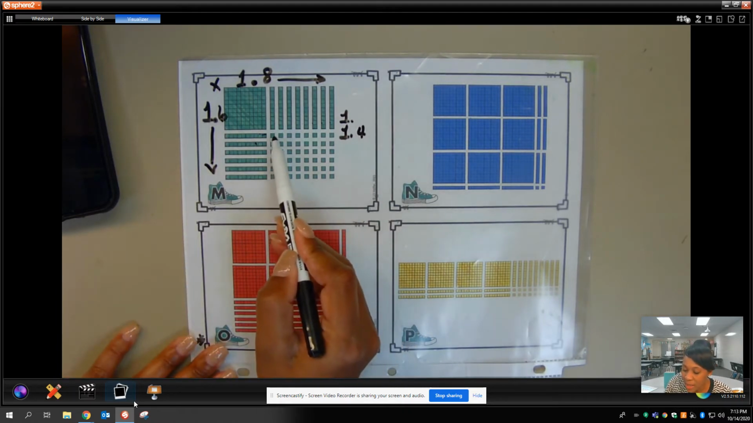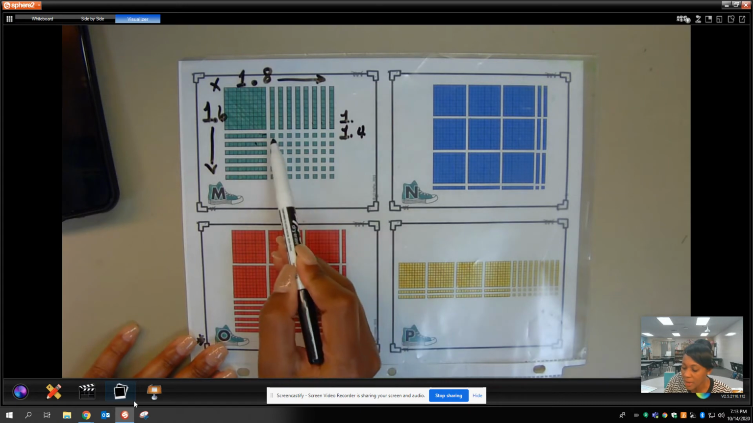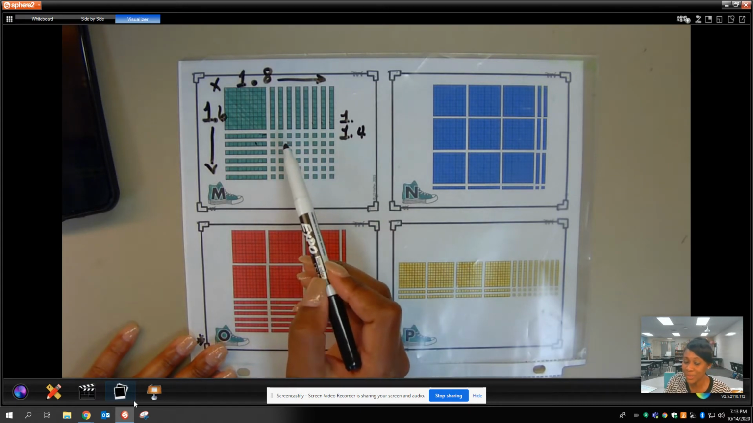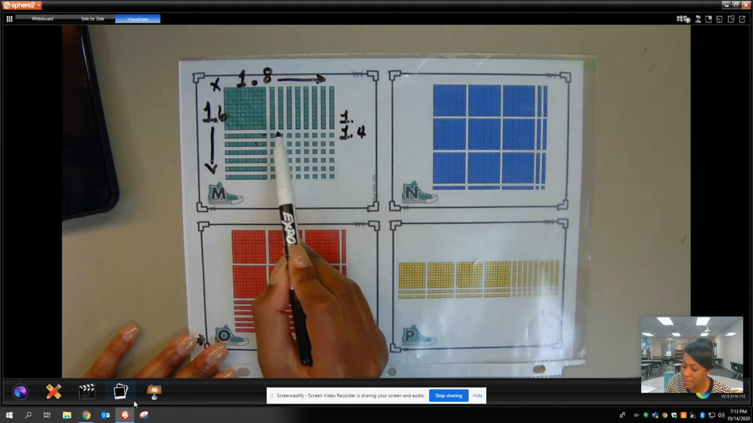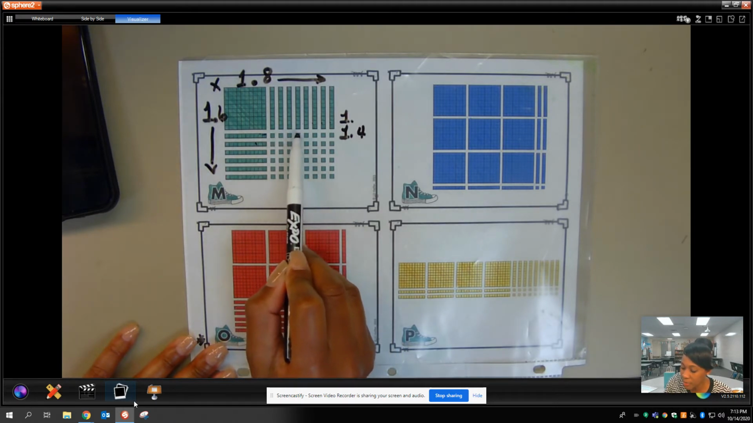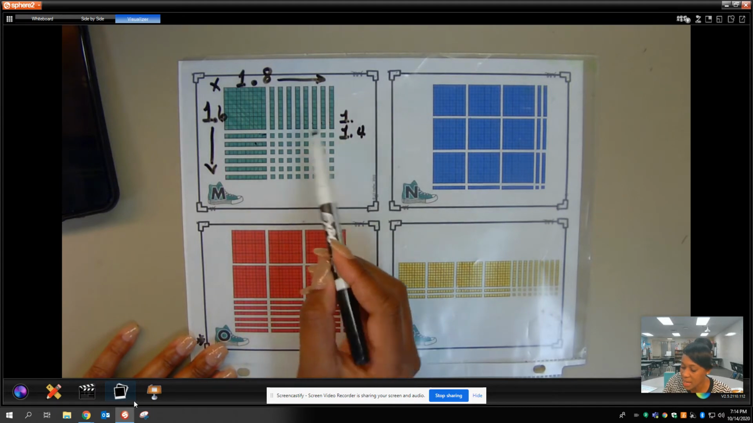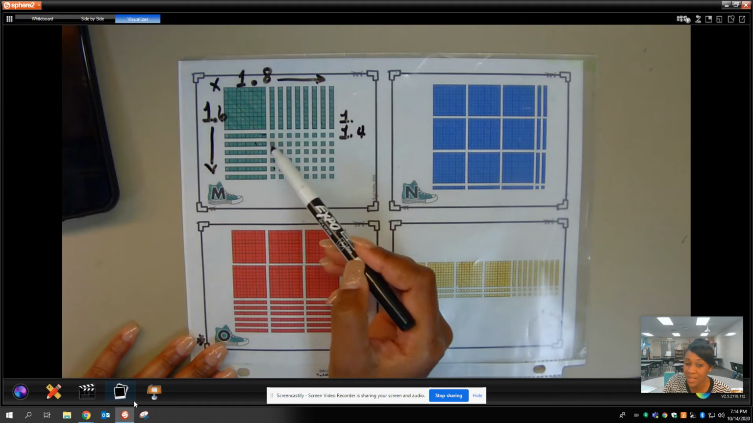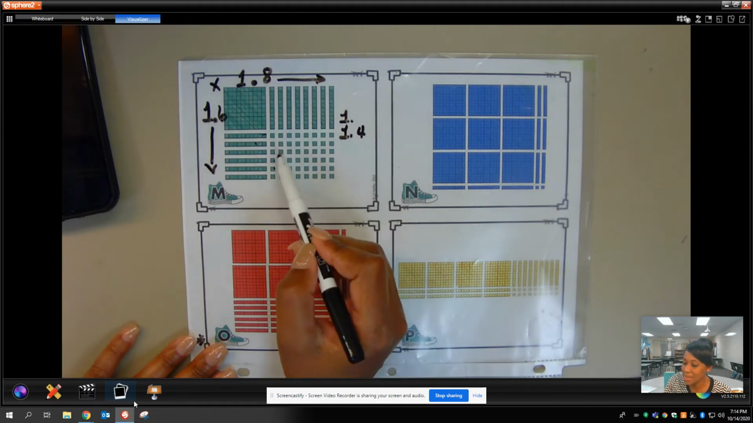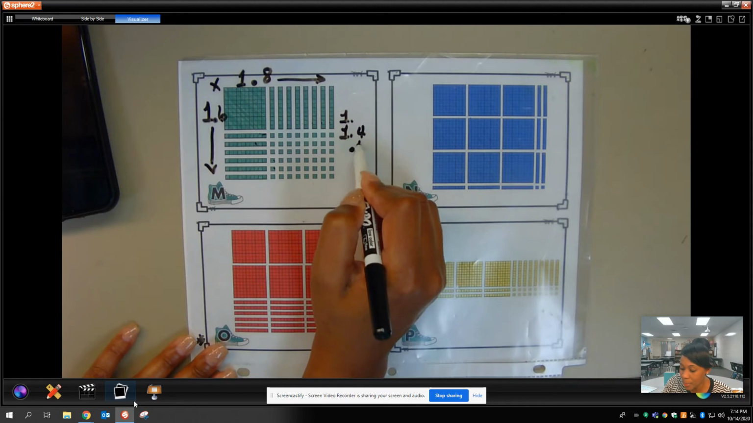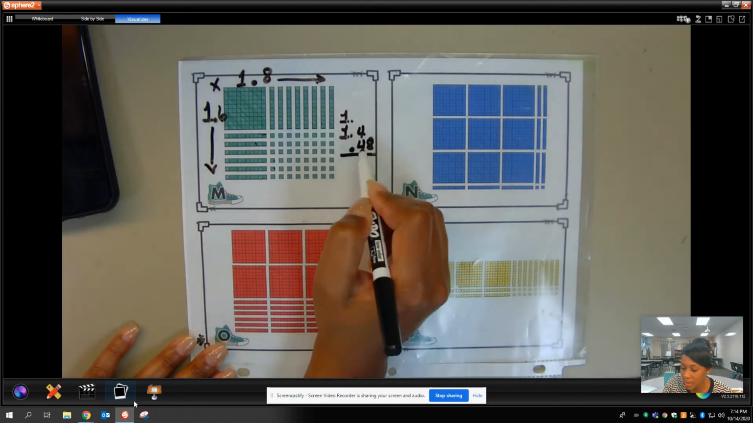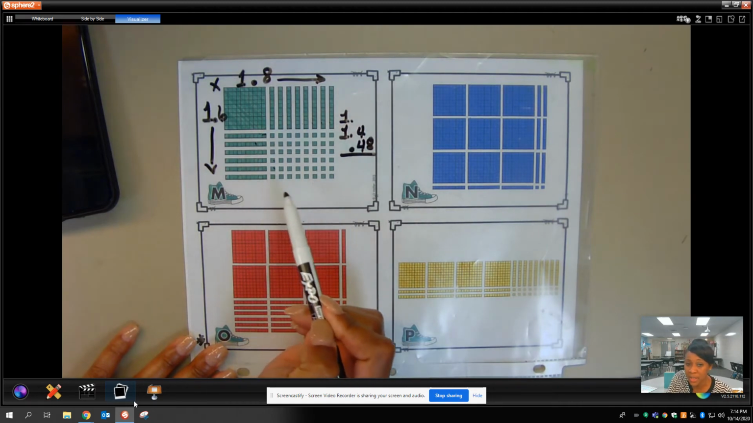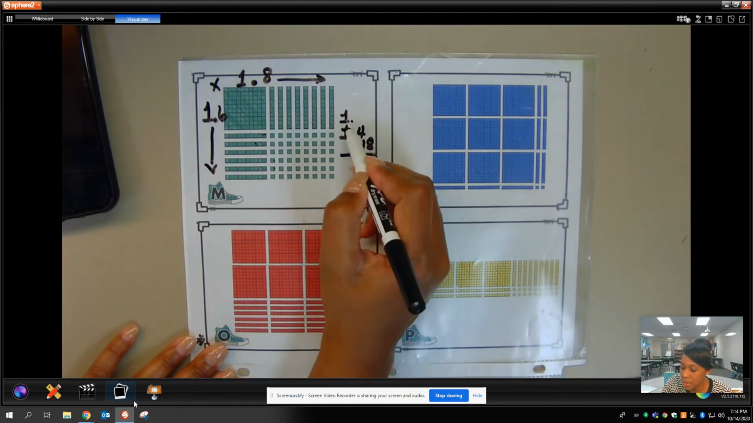Now we have to count how many hundredths we have. Because this is set up in an array, if I know my multiplication facts really fast or really well, then I can just count 1, 2, 3, 4, 5, 6, 7, 8. I have an 8 by 1, 2, 3, 4, 5, 6, an 8 by 6. So that would tell me 8 times 6 is 48. But remember, this is hundredths. Okay, 48 hundredths.